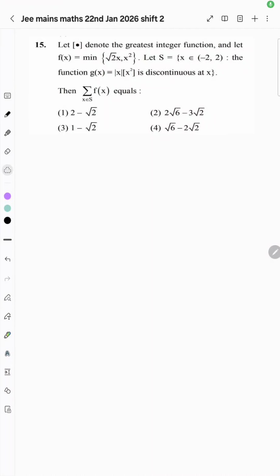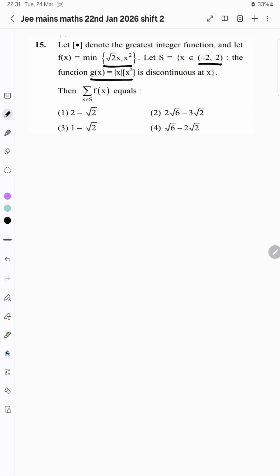f of x is equal to the minimum of root 2x comma x square, and S is equal to the set of x belonging to the open interval (-2, 2) where the function g of x is discontinuous. Then what is the sum of all the f of x values when you take x belonging to S?